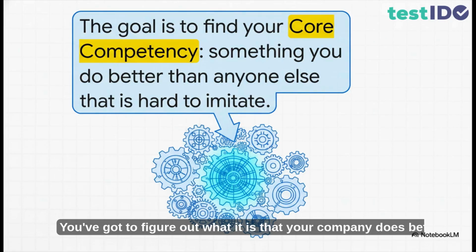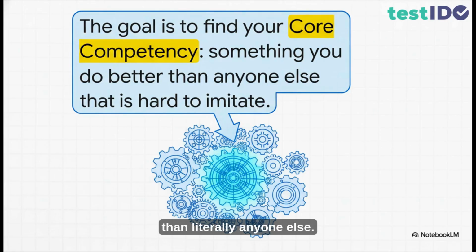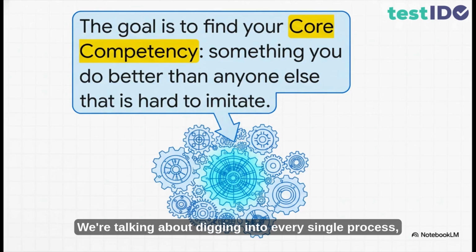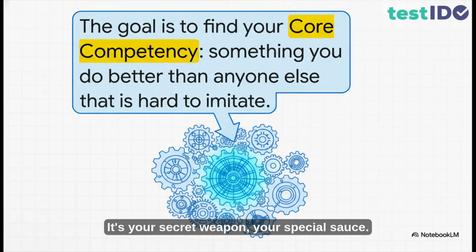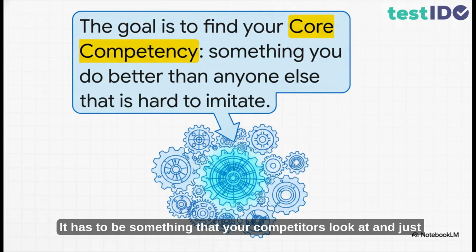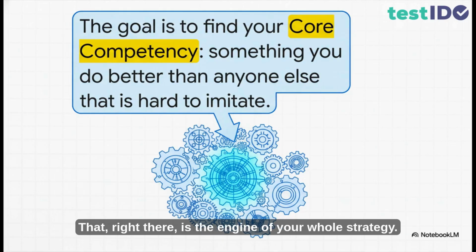You've got to figure out what it is that your company does better than literally anyone else. We're talking about digging into every single process, from how you build your product to how you sell it, to find that one thing. It's your secret weapon, your special sauce. It has to be something that your competitors look at and just can't figure out how to copy. That, right there, is the engine of your whole strategy.